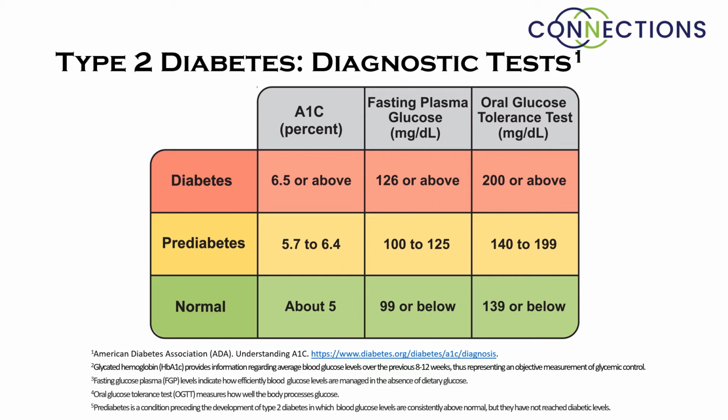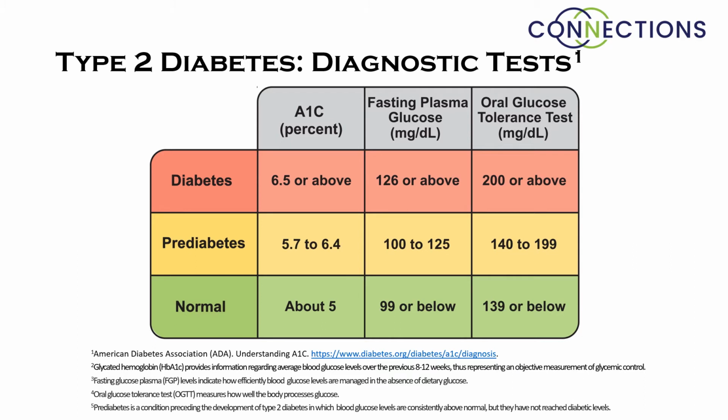For example, A1C provides information about how efficiently blood glucose levels have been maintained on average over the past 3 months. FPG offers a glimpse into how well glucose levels have been maintained in the absence of dietary glucose. If after a period of fasting for at least 8 hours, glucose levels remain high, a person may have diabetes or may be at risk of developing diabetes, especially if a trend is observed over time. And OGTT measures how well the body processes glucose.